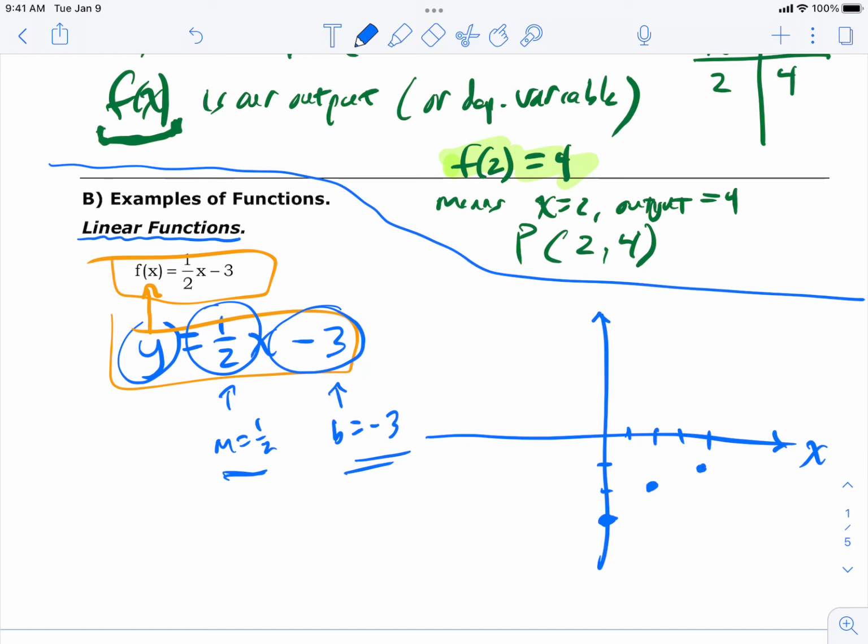Up 1 over 2 again gets me another point. And if I were to plot every single possible solution to that equation, the points would all blur together and give me that nice little line. So the only other thing I'm going to do different is instead of calling that the y-axis, we'll label it as f of x.